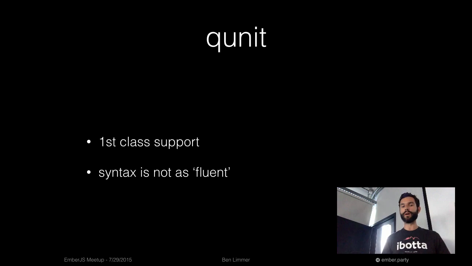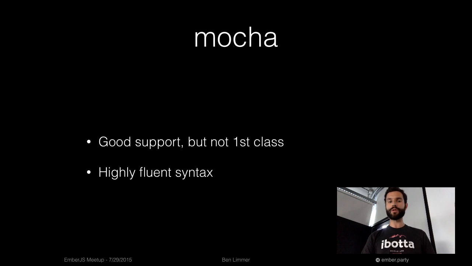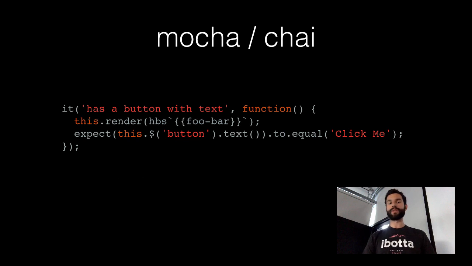It's got first-class support. The syntax isn't fluent. It's a little more terse. So here you've got something like test, it renders, function assert.equal, this. It reads very machiney, versus Mocha, which has good support, and I work on this project on the side a little bit, but it has highly fluent syntax. So it has a button with text.